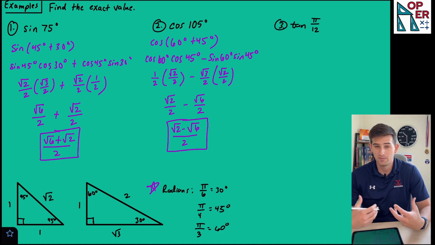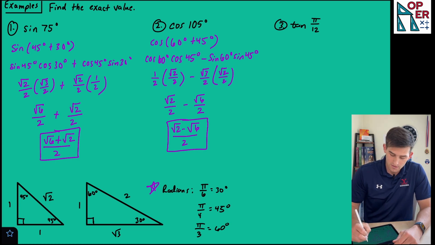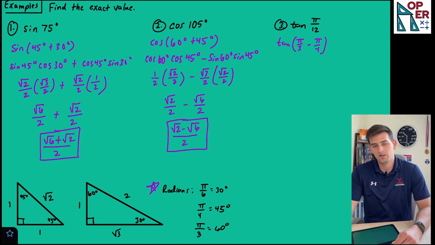So for this one, we're trying to take pi over 12 and separate it into a sum or a difference. So how about we do pi over 3 minus pi over 4. So we would have tangent of pi over 3 minus pi over 4.